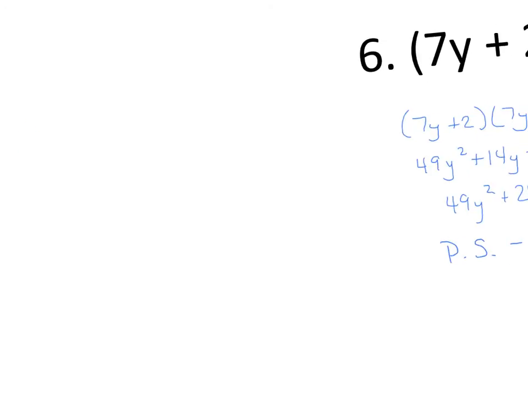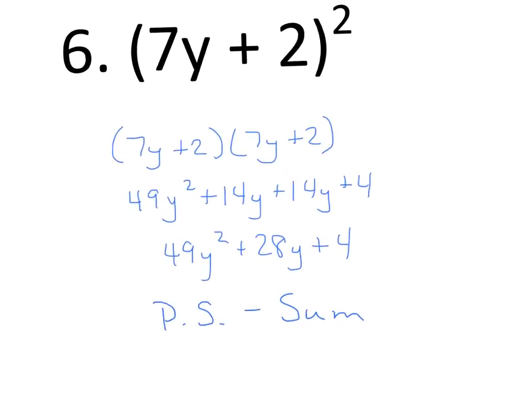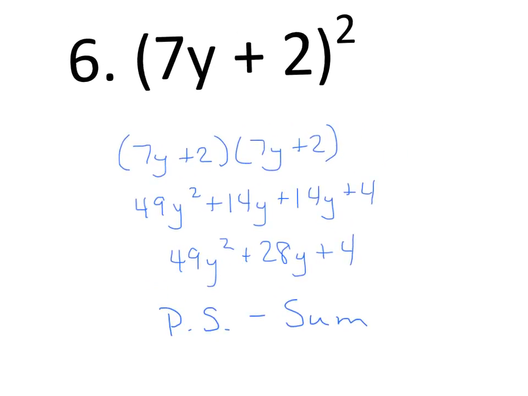And on number 6, okay, this is a perfect square, and it's a sum, okay, because you have plus. And remember, this squared means write it out twice. I FOIL and get 49y squared, 14y, 14y, and a 4. And then again, I put the middle together and get 28y. All right, let's move to the next page.